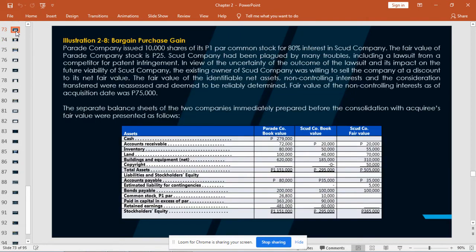Nasaan na siya? Ito. Yung ating balance sheet date kanina, yung balance sheet date tuloy. Yung ating balance sheet kanina, ayan. Di ba meron tayong 36,000 na common stock.